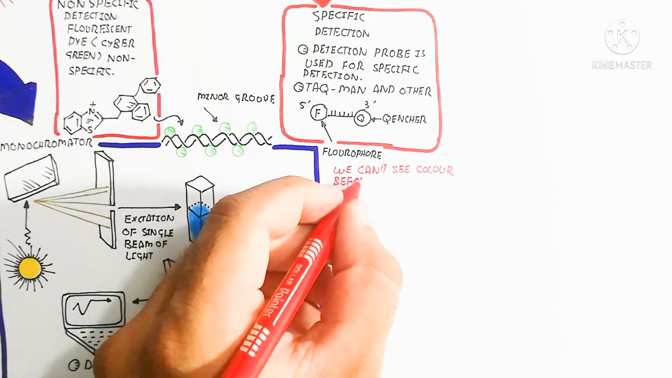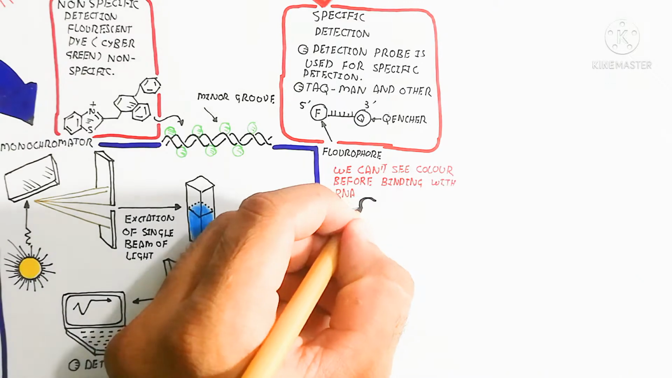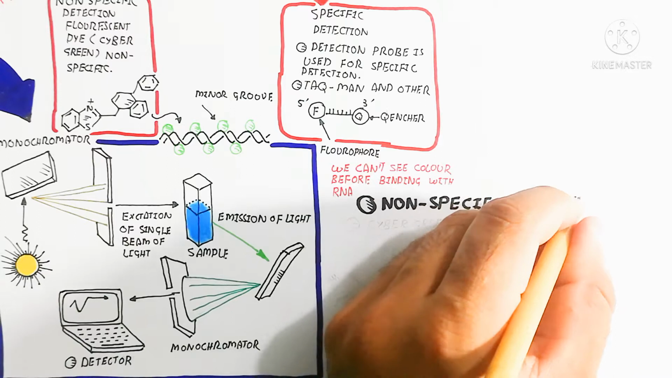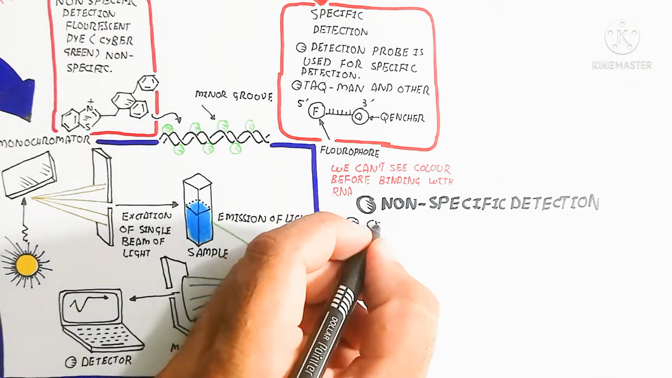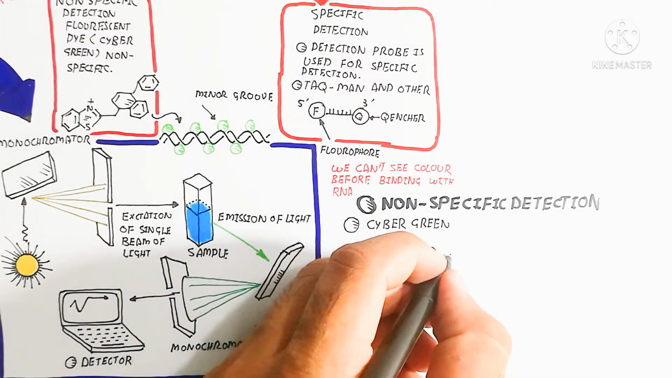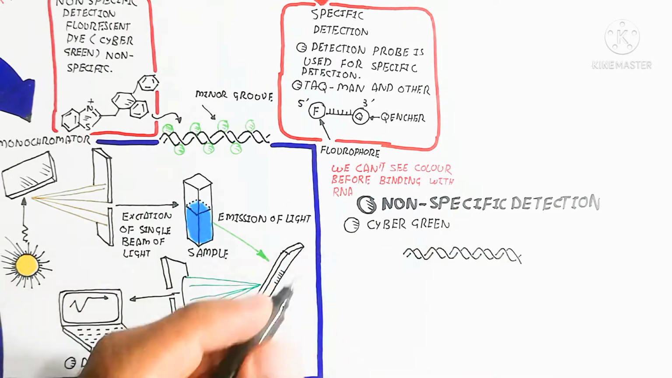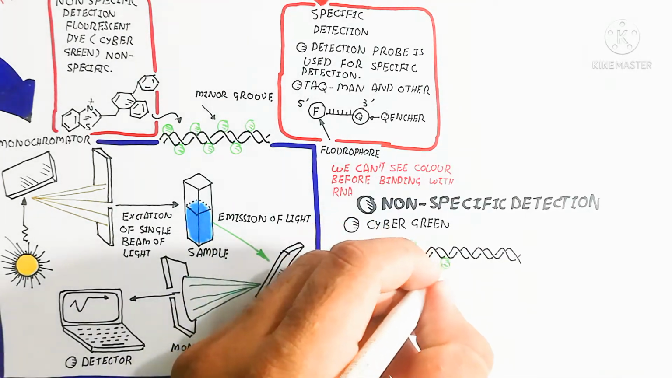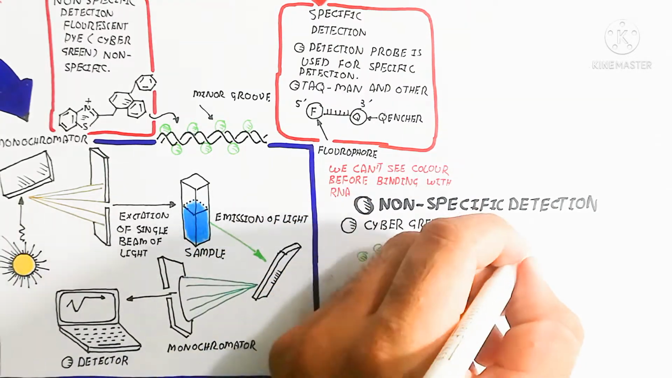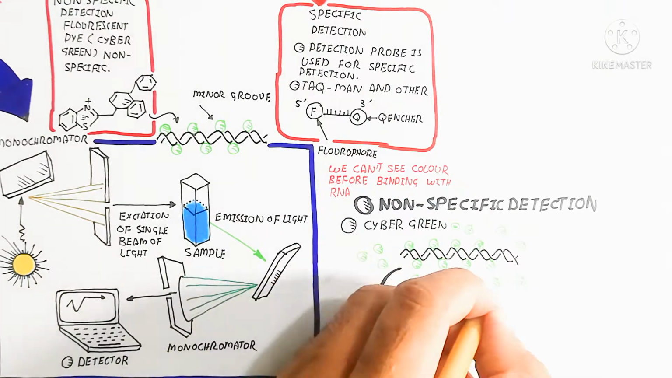The important thing is that we can't see color before binding, for example. That means the quencher is important for the specific detector. TaqMan is a probe, and we use a specific probe for the identification of a specific genome or specific primer. Here the non-specific detection is SYBR Green. SYBR Green is basically attached to the minor groove of the DNA. The DNA is a double-stranded, double helical structure.